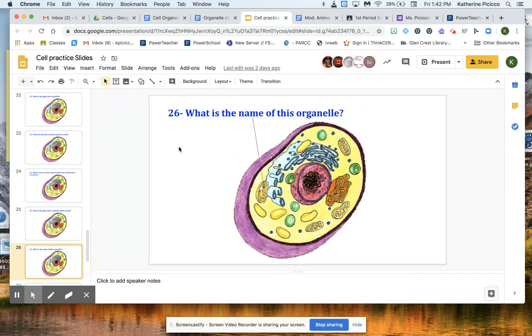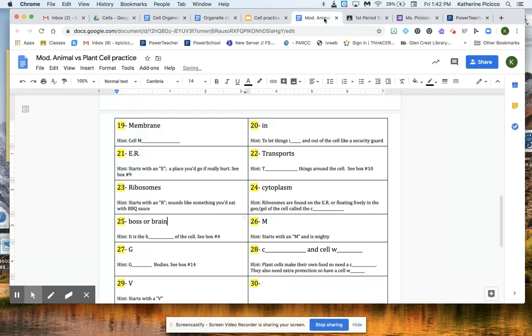All right, now we're getting to number 26. We've seen this before. This is the bean one, the one that I think looks like a bean. It has squiggles in it, right? And it starts with an M. So we call that, and it's mighty because it gives us energy, takes the food we eat and turns it into energy. It's called the mitochondria, okay?